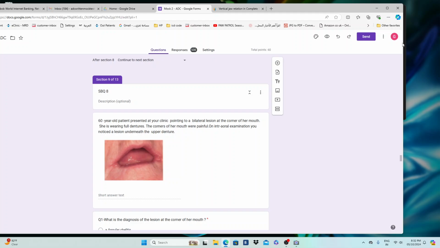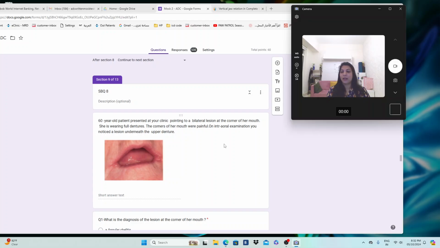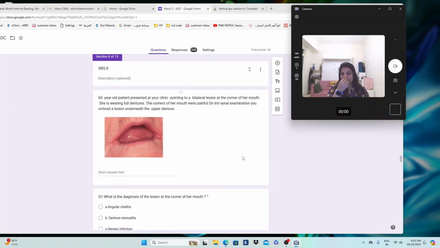So what's the question for today? A 60-year-old patient presented at your clinic pointing to a bilateral lesion at the corner of the mouth. She is wearing full dentures. The corners of her mouth are painful. On intraoral examination, you noticed a lesion underneath the upper denture as well. So there are 2 problems. One is this, which is the chief complaint, and then you observed a lesion beneath the upper denture.